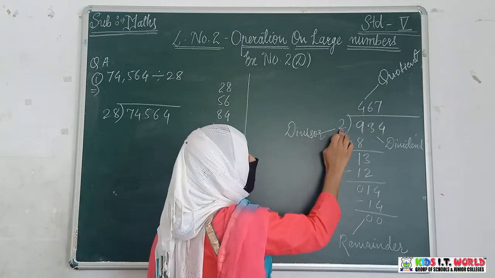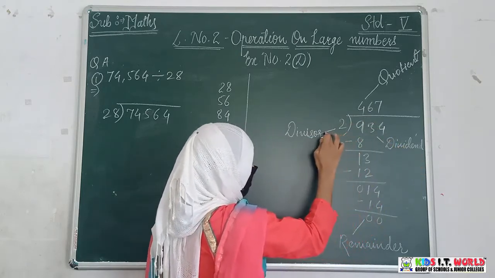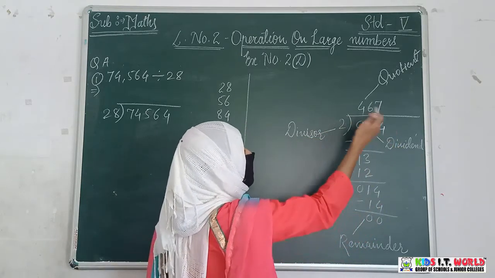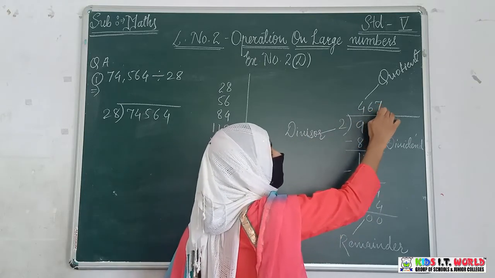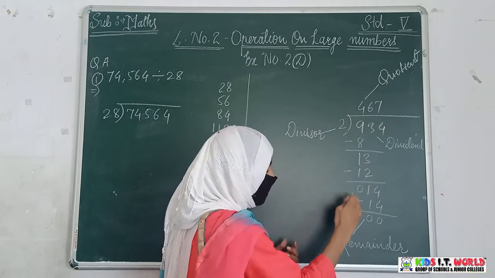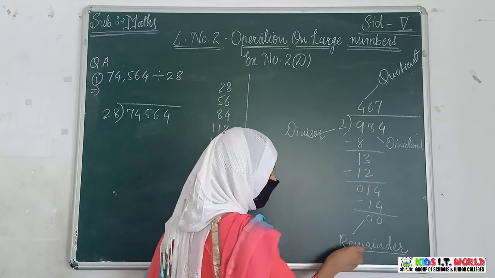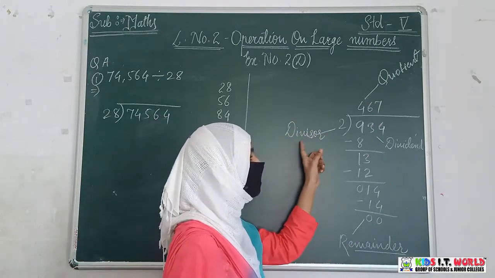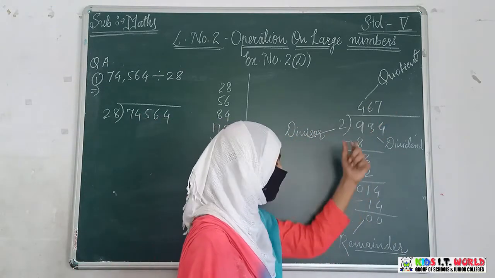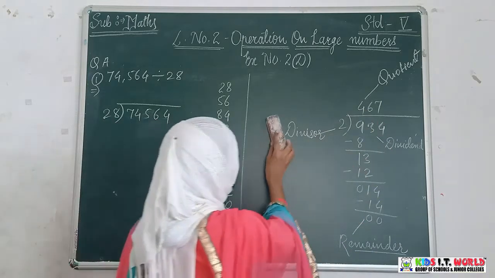The number which we are dividing is called the dividend. The number which is dividing the number is called the divisor. Whatever answer you are getting is called the quotient. And the remaining part is called the remainder. Remember these four things: divisor, dividend, quotient and remainder. So let's come to the exercise.